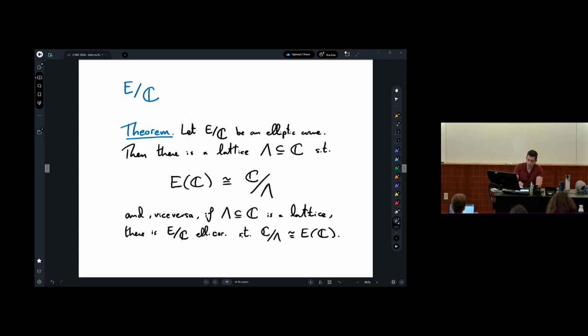So if you start with an elliptic curve and then you base extend to the complex numbers, it turns out that there's a theorem called the uniformization theorem that every elliptic curve, or the points on an elliptic curve, are isomorphic to what we call a flat torus, the complex numbers modulo a lattice. And vice versa, if you have a lattice, then this flat torus will be isomorphic to some elliptic curve.